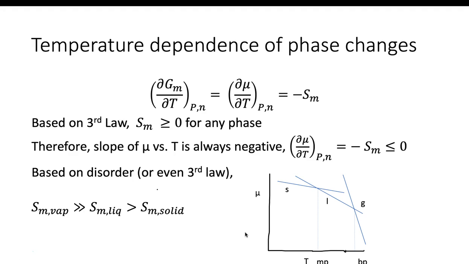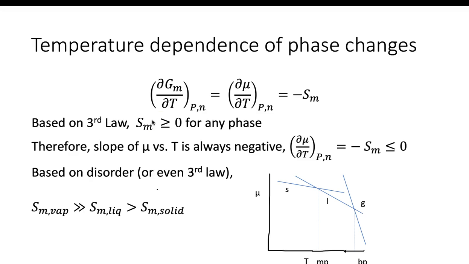And now when we think about phase changes, we always think about the temperature. So you identify the melting point and the boiling point of a particular substance. So if we go back to our first slide, we identified this partial derivative, which is basically just a slope, right? So if we were to plot chemical potential versus temperature, the slope would be minus the molar entropy of that particular phase. Now we know, based on the third law, molar entropy has to be greater than or equal to 0. It can't be negative, right?